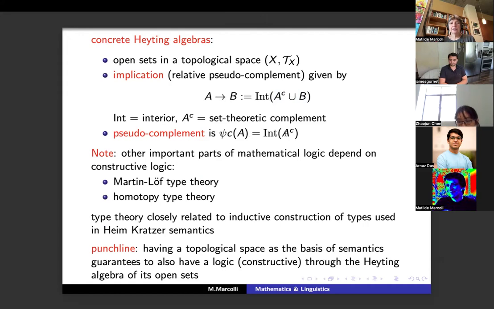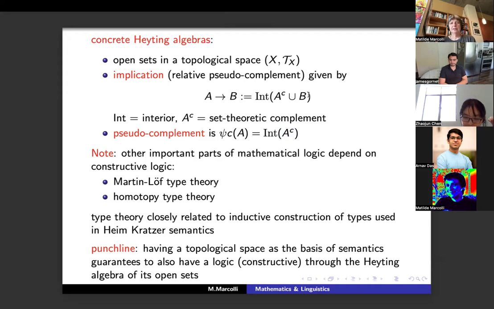In the same way, the pseudo complement is not the set-theoretic complement, because the set-theoretic complement is no longer an open set. It's the interior of the set-theoretic complement.